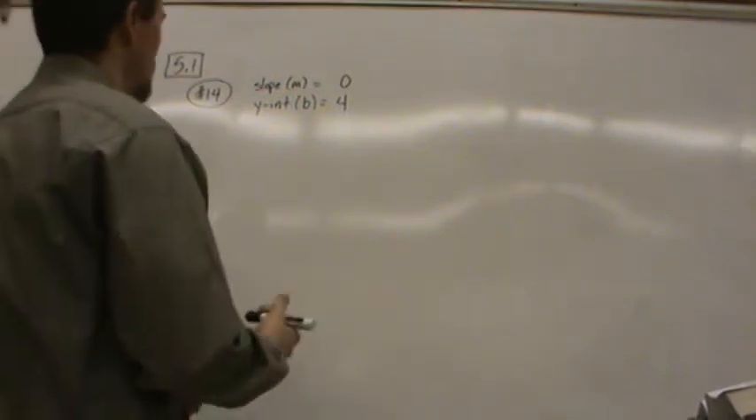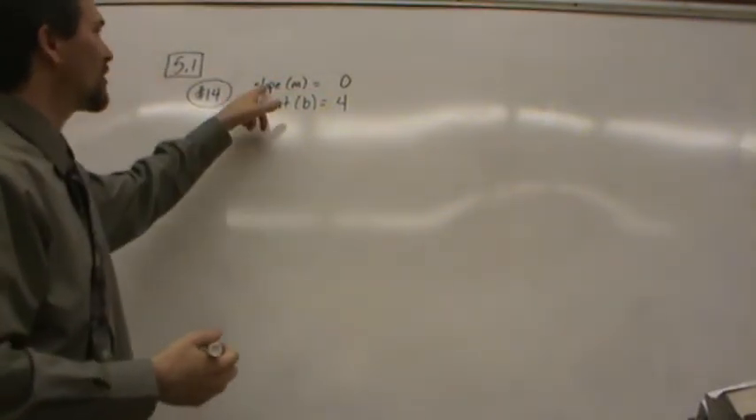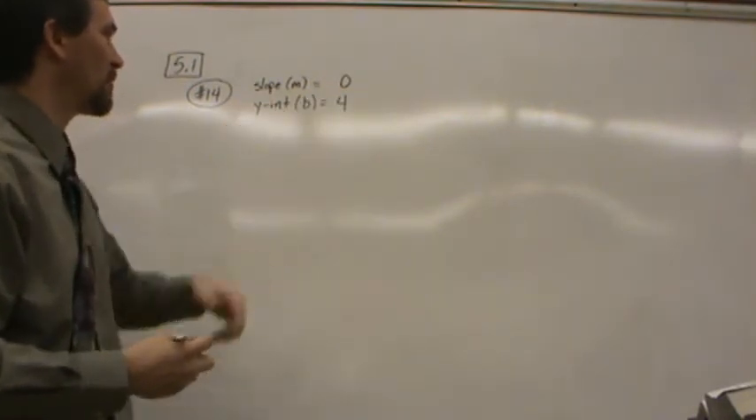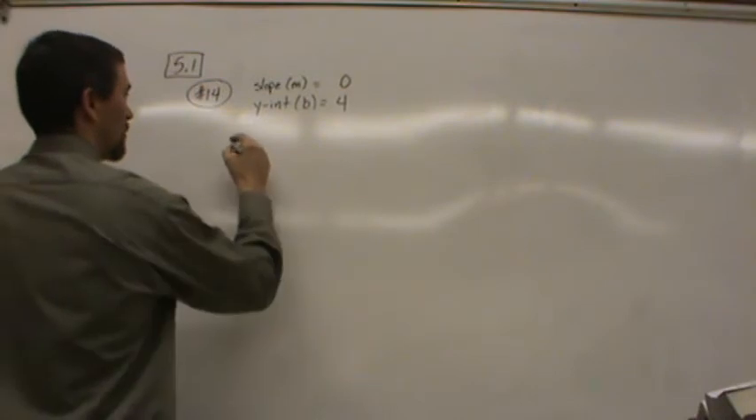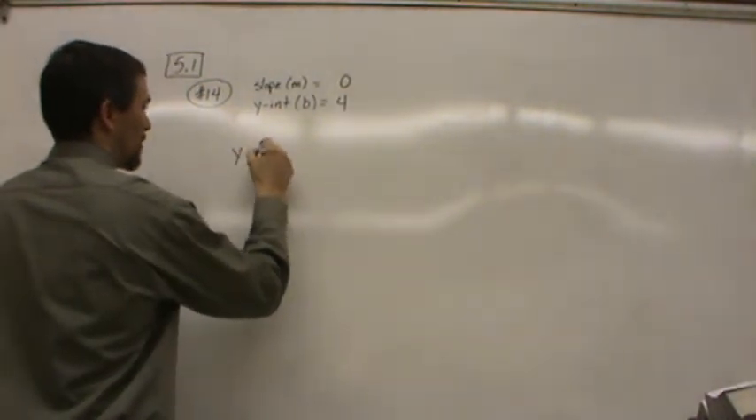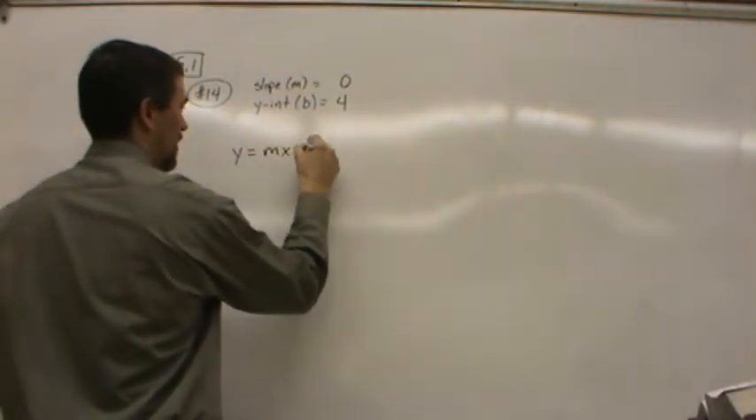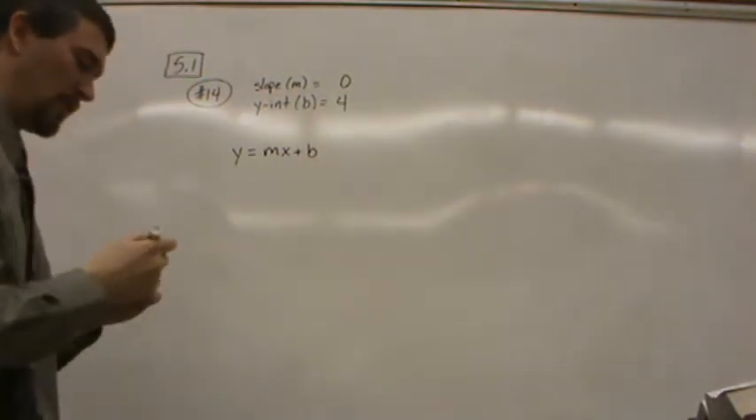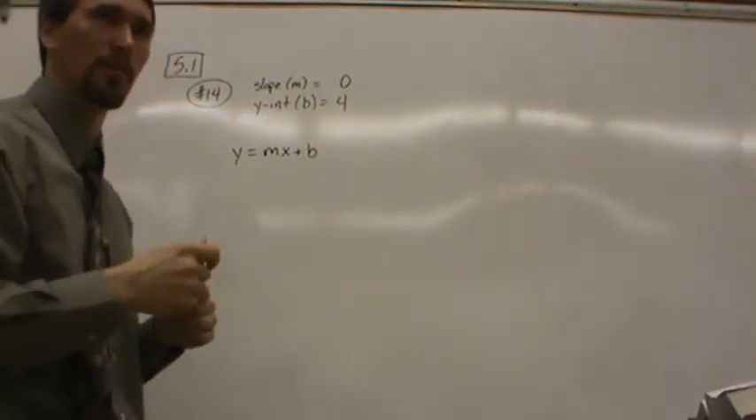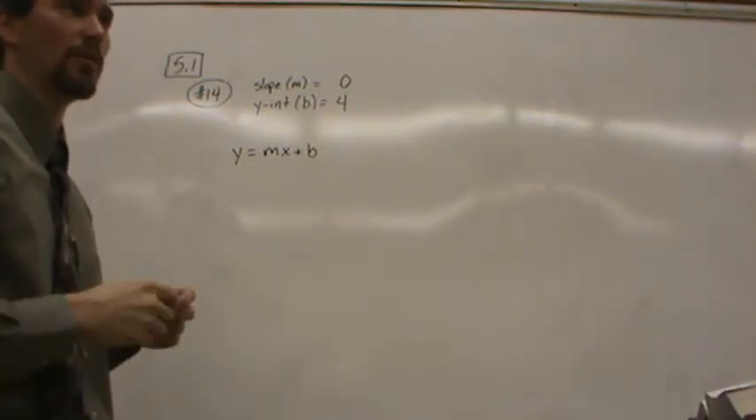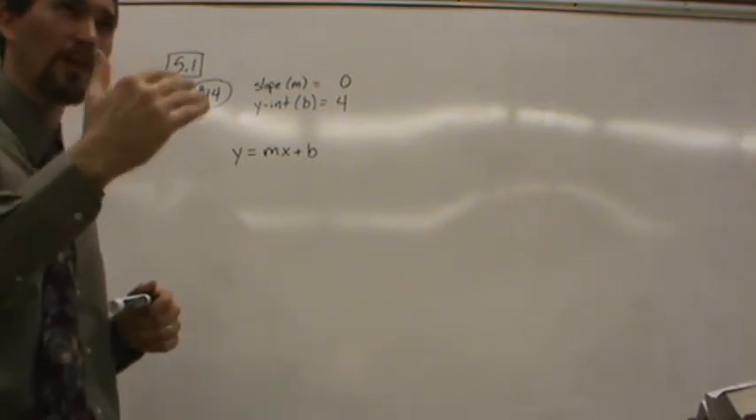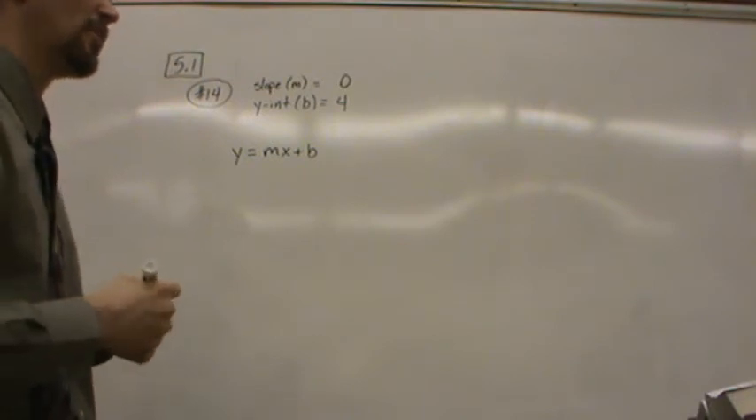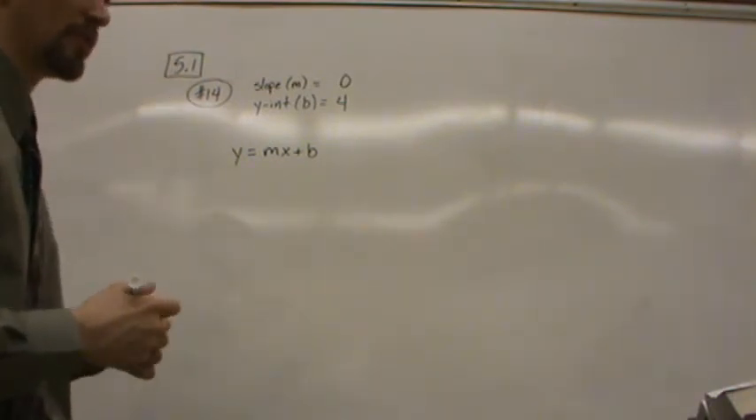Here's another example, number 14. In this case, the slope is 0 and the y-intercept is 4. And I really recommend all my students write y equals mx plus b on their paper. I know some students like to moan and groan about, oh, why do we have to do that? But the only way you're going to embed that equation into your memory is by repeatedly exposing yourself to it.